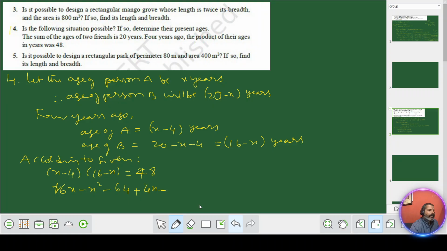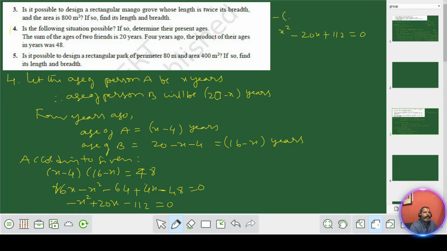Okay, minus 48 is 0. Rearranging, we get minus x square minus 16x plus 4x is minus 12x... minus 64 minus 48 is minus 112, right? Minus 112. Taking negative common here, what we get is x square minus 20x plus 112 equal to 0.